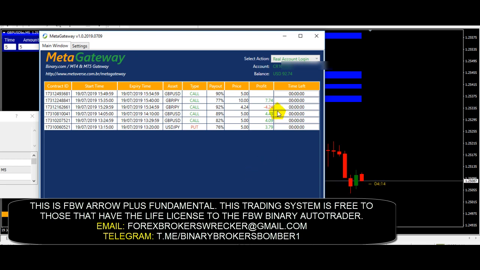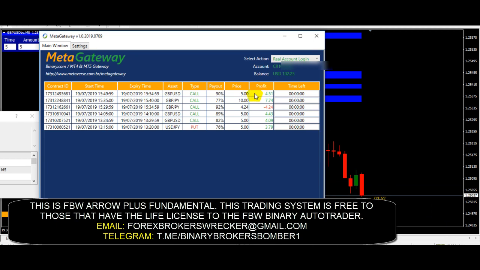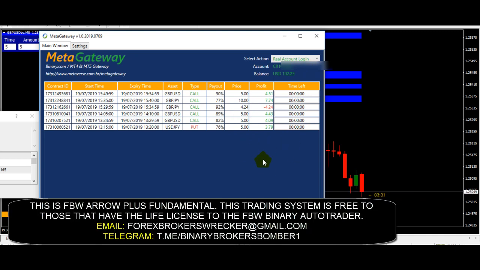So let's wait until we are being credited. So as you can see, we have just been credited now. I actually moved this account from $60 or thereabout to 102 today using this trading system, gradually, and it's been producing awesomely. Just combining the arrow together with the fundamentals. It's been so awesome.